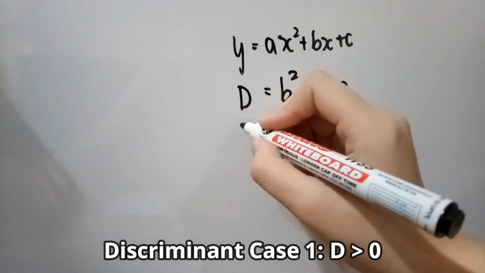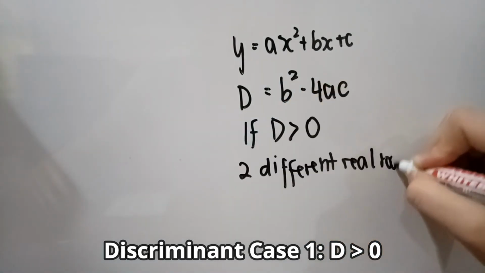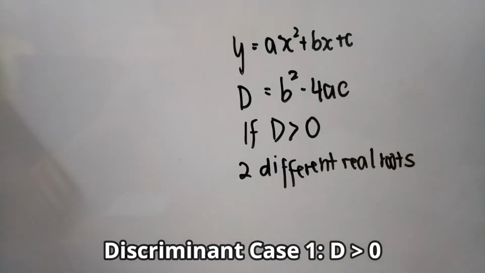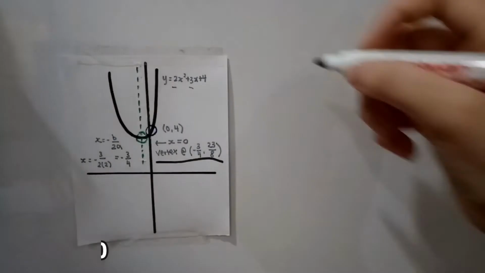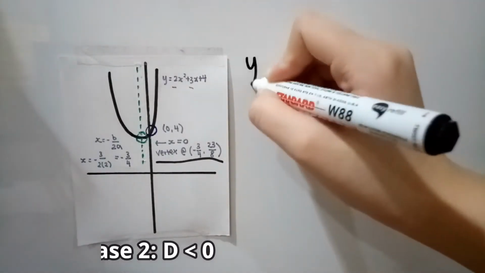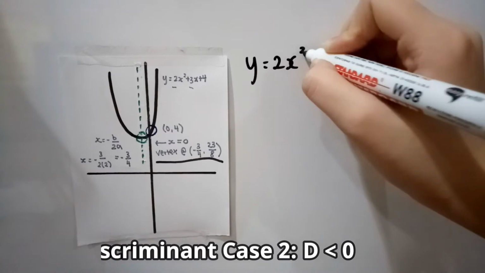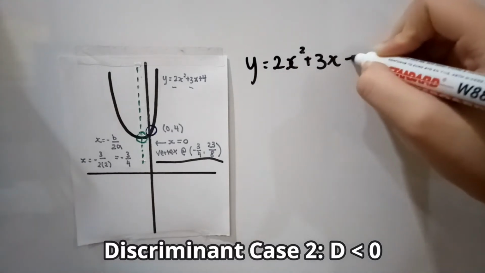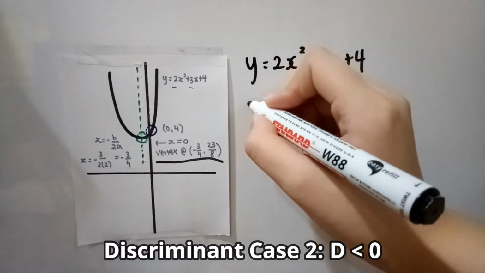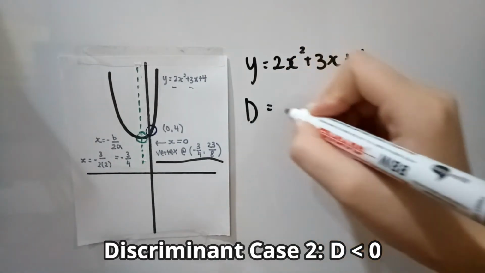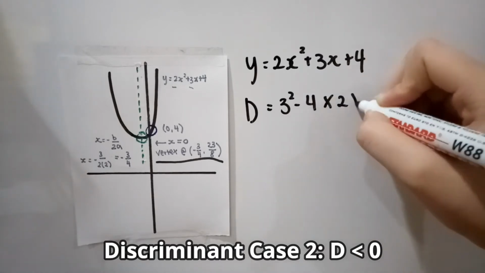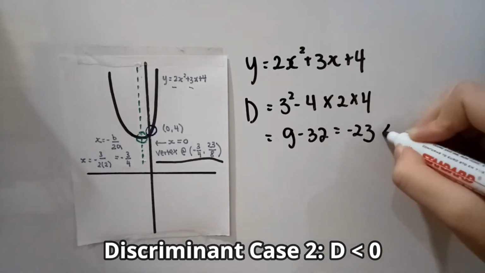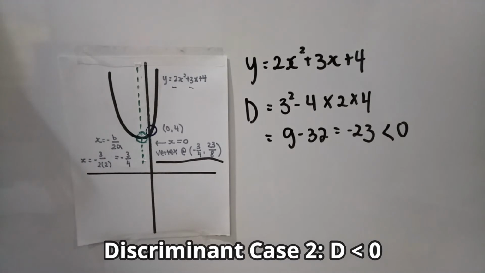If the value of d exceeds 0, it means that the function has two different real roots or solutions, and the 2 points on the function will intersect with the x-axis. Discriminant case 2, d is less than 0. Recall our example earlier when y equals 2x squared plus 3x plus 4. When we apply the values into the discriminant formula, we have 3 squared minus 4 times 2 times 4 equals negative 23, which is less than 0.